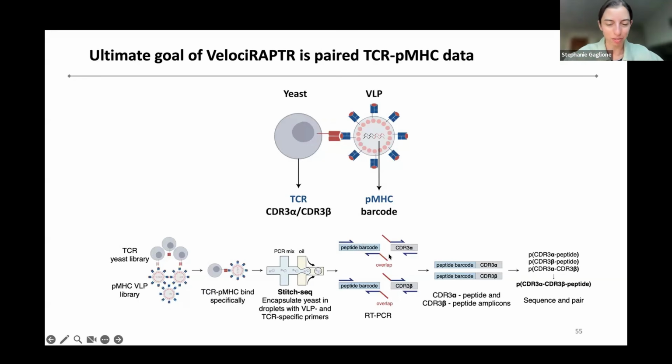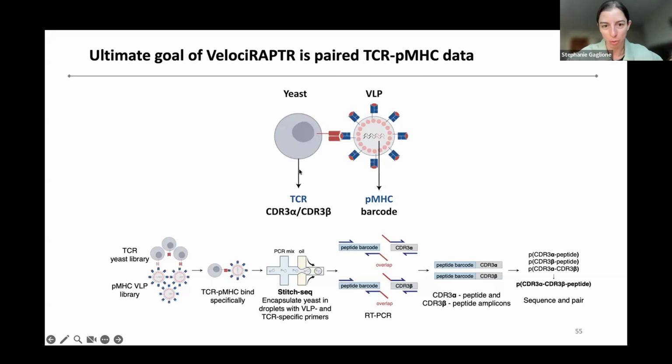She had initially envisioned this in the context of TCRs and antigens, but we identified this could be exactly the tool that we need. And it worked really well out of the gate. So we encapsulate the yeast. After enriching them, we can take millions; in this case, we just shoved 5 million of our VLP-stained yeast in. And from here, we stitch together the alpha to the peptide and the beta to the peptide.